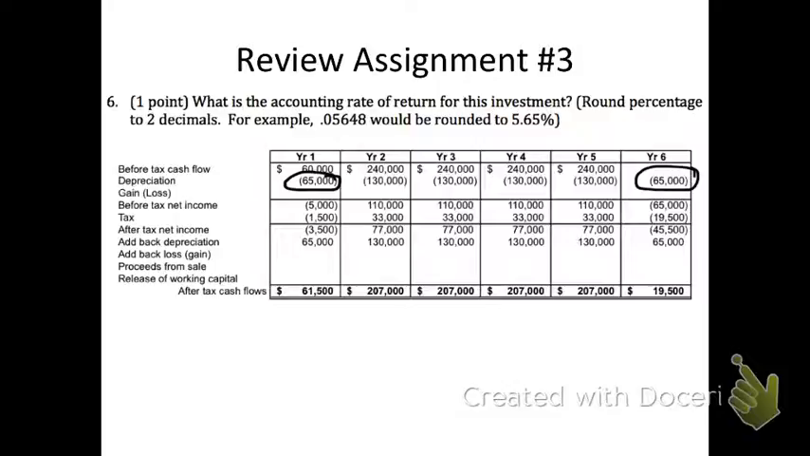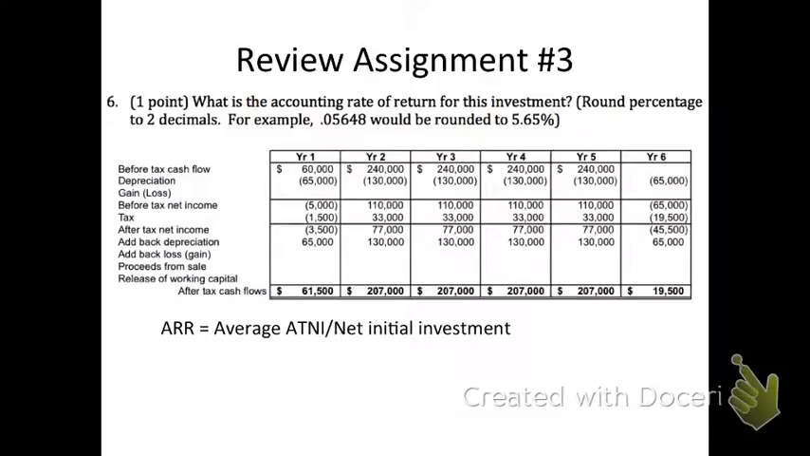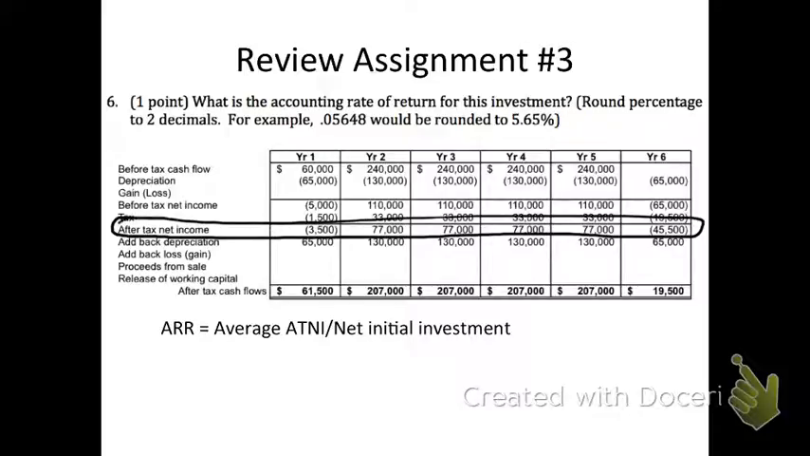Because I don't sell the asset at the end of its useful life, I get to take that depreciation deduction in that final 6th year. And so my average after-tax net income, what you're looking at here is you're taking this row right here. You're averaging the after-tax net income, not the cash flows.